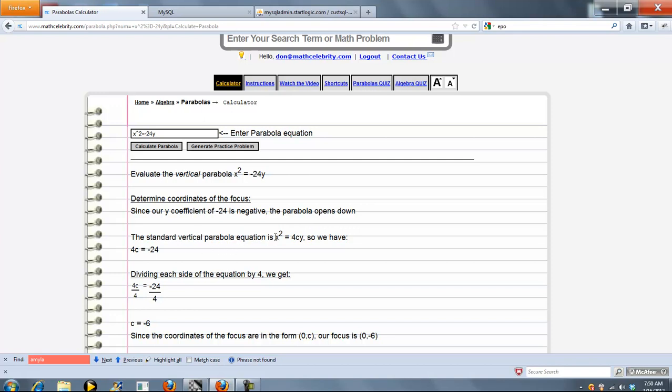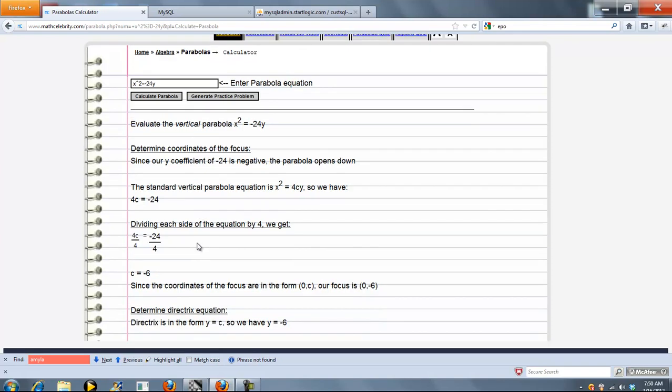Standard vertical parabola equation is this. So again, we're going to solve for C. In this case, we get C equal to negative 6. So we get our focus and our directrix.